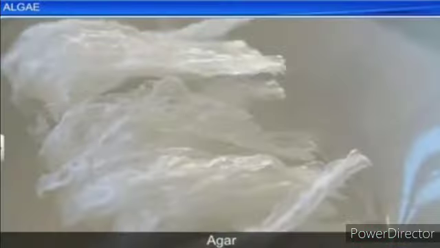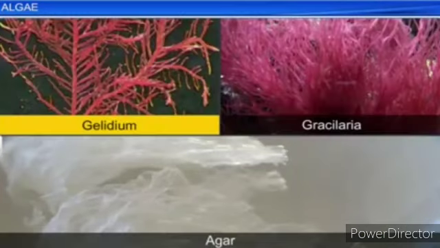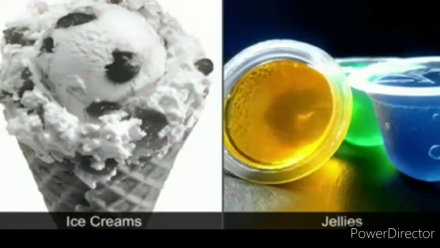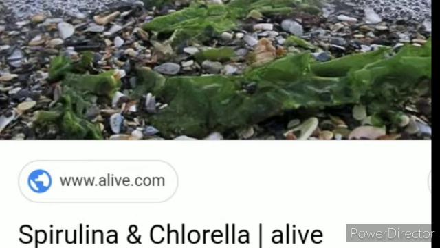Another one, agar, one of the commercial products obtained from Gelidium and Gracilaria, is used to grow microbes and in preparations of ice creams and jellies. They are used for bakery items too. Chlorella and Spirulina are unicellular algae rich in proteins and are used as food supplements even by space travelers. These are the important characters of algae, the beneficial activities of algae, very important.